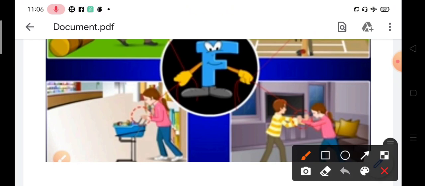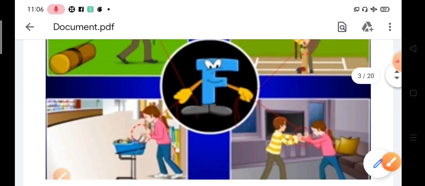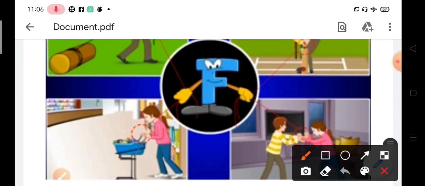Now in the third picture you can see that this girl is pulling the load so that it can be moved. She is pulling the trolley to move it. And over here these two are fighting. They both are pulling each other to move each other out from there. So this is all the activity of force, and force is represented by capital F.